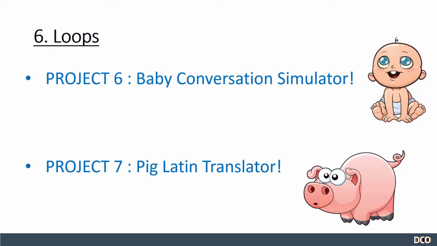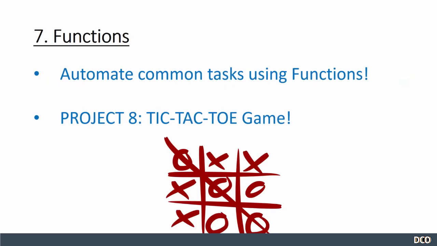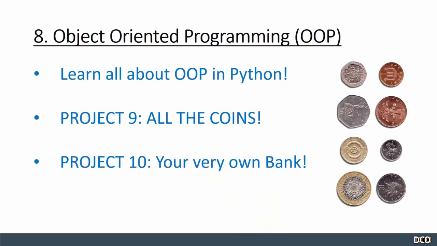After that, we're going to learn about creating functions in Python. Functions are ridiculously useful, and we're going to use them to create a game of tic-tac-toe, or 3 in a row, or XO, or whatever you want to call it. You've definitely played it. Then finally, we're going to learn about object-oriented programming, or OOP, in Python.